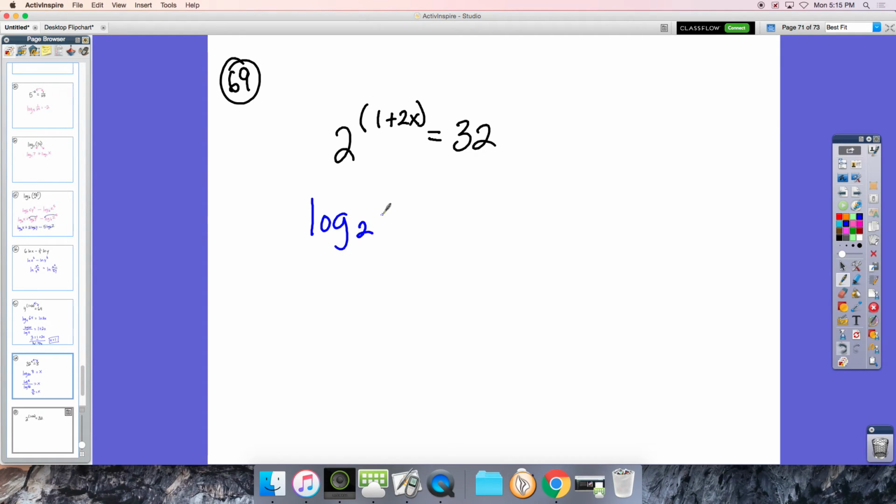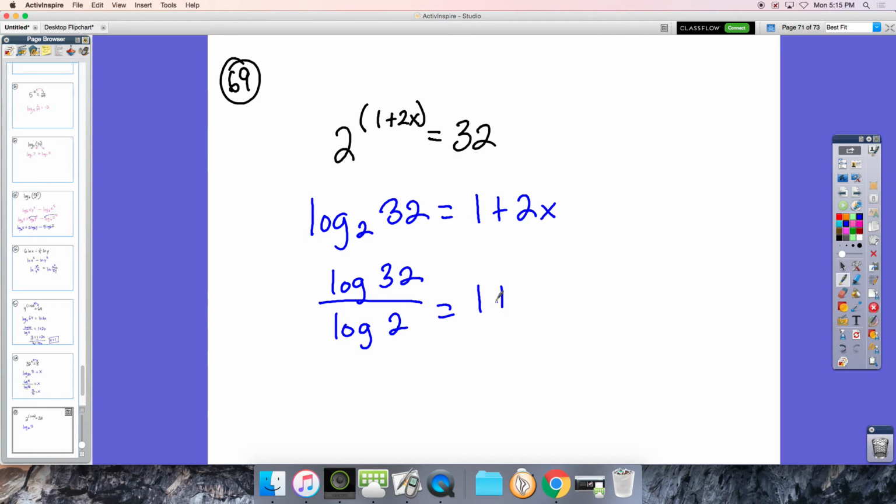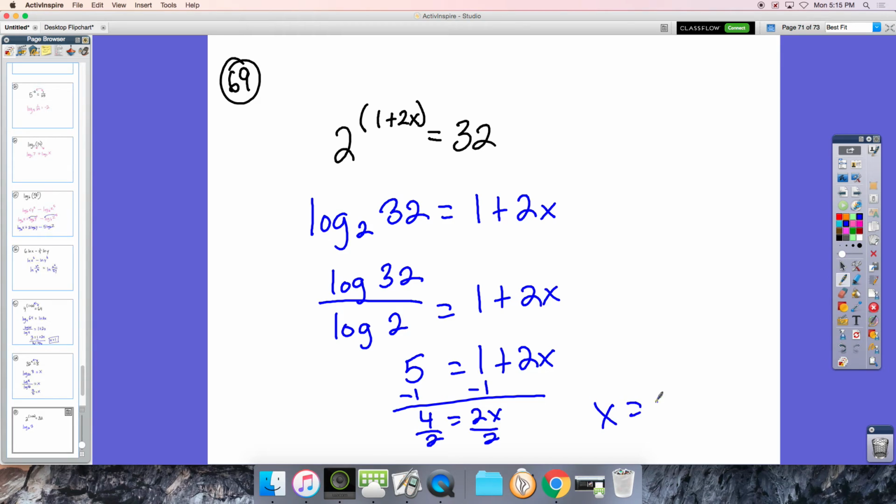Log base 2 of 32 equals 1 plus 2x. We have log 32 on top and log 2 on bottom. When you type that in the calculator, you should get 5 over here. Log 32 over log 2 is 5. Then solve for x, so we're going to subtract 1. 4 equals 2x. X equals 2.